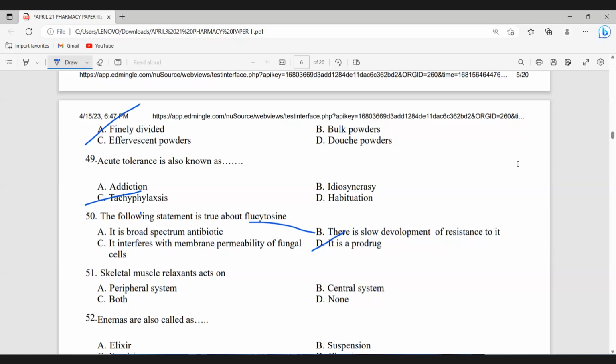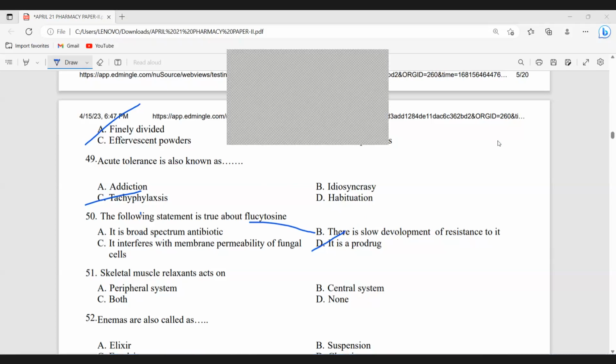Does anyone know what is the active constituent of flucytosine? If you know, you can tell me. If you don't know, yes, correct. 5-fluorouracil. Flucytosine is a prodrug. It is converted to 5-fluorouracil inside your bacterial cells. After converting into 5-fluorouracil, it will interfere with DNA and RNA synthesis.